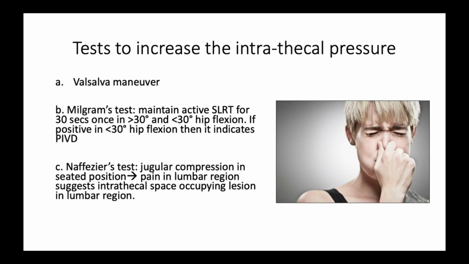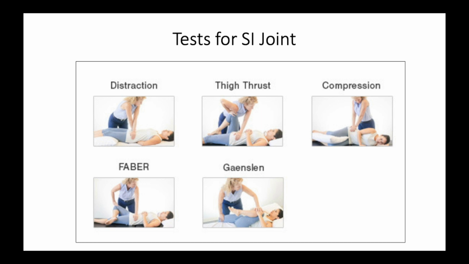There are a few tests to increase the intrathecal pressure. These include the Valsalva maneuver, Milgram test, and Dejerine's test. Examination of the spine is incomplete without testing for the SI joint. So these are a few maneuvers that are done for testing the SI joint. This is the basic pro forma of a spine examination. Certain case-specific tests in scoliosis and torticollis will be discussed in the subsequent videos.